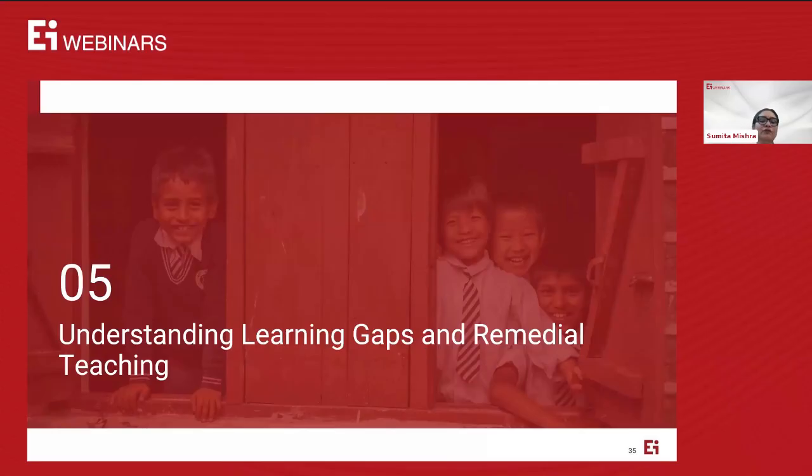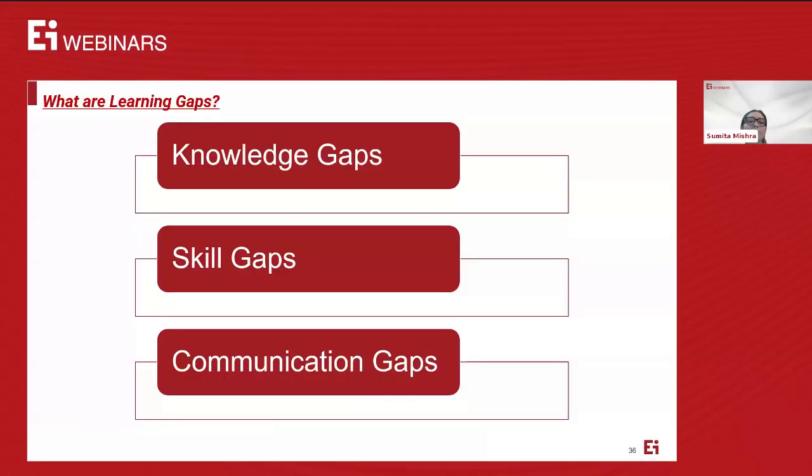So let us now look at how we understand learning gaps and remedial teaching. I will quickly recap the points that we've tried to raise by way of questions in the previous slide. So what are learning gaps? There are broadly three categories of learning gaps. Knowledge gaps. What do we mean by knowledge gaps? We mean gaps that come when students do not come equipped with the skills that they need for a particular grade level. What are skill gaps?